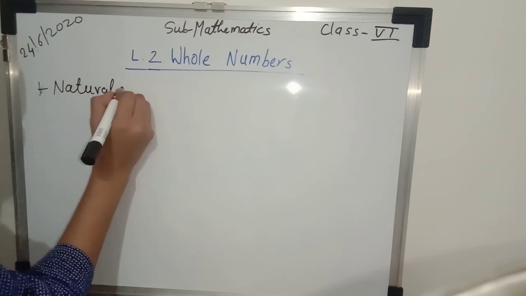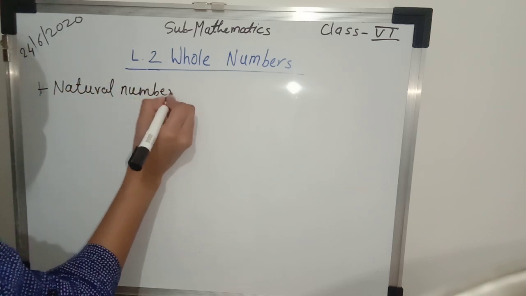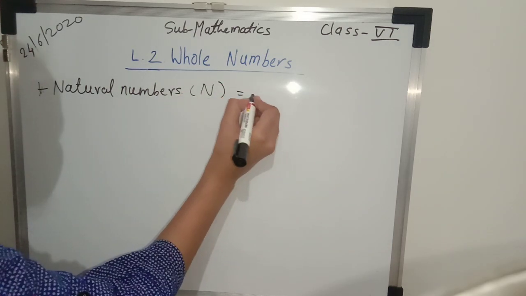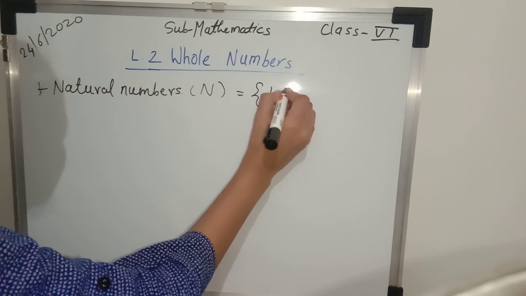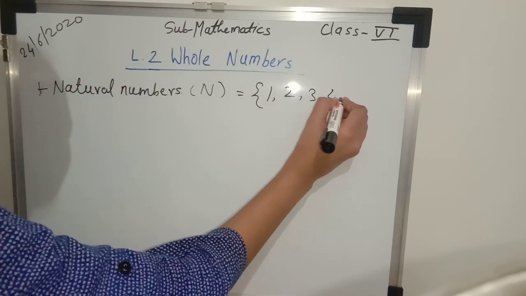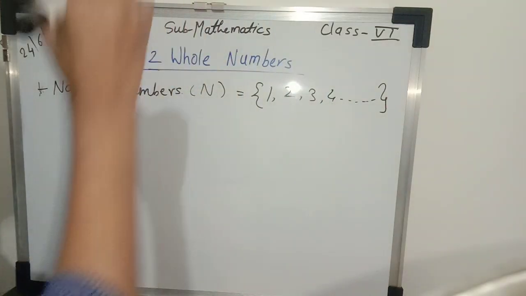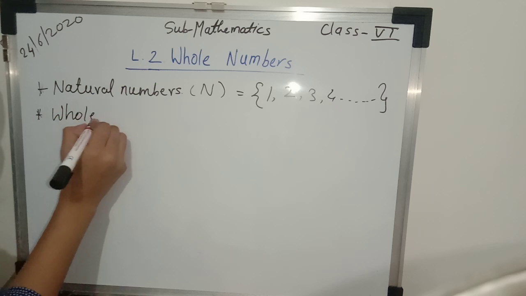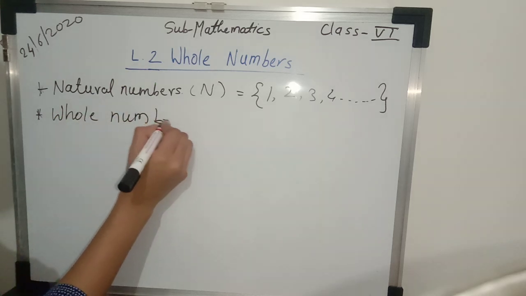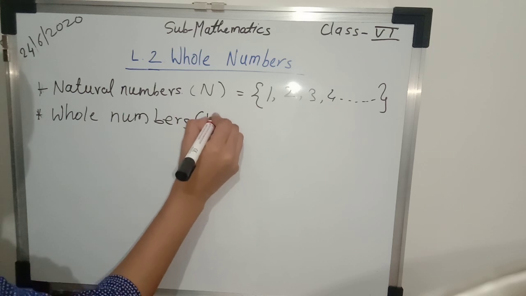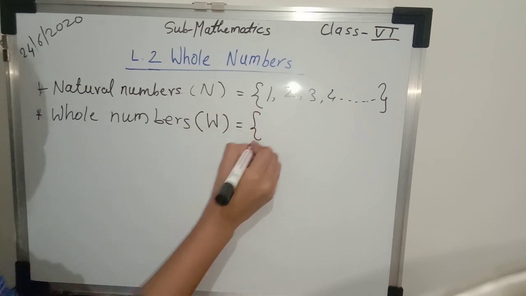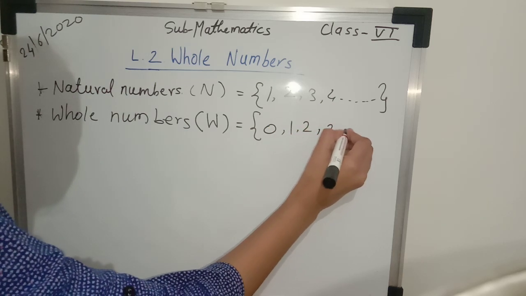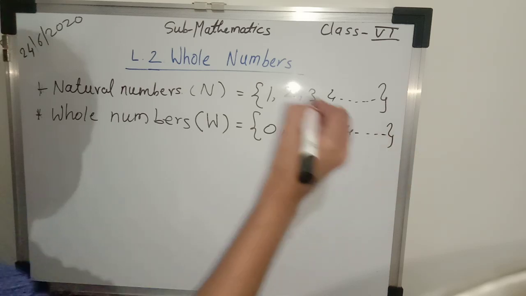Natural numbers are denoted by capital N, and natural numbers start from 1, 2, 3, 4 and so on. Now let's see whole numbers. Whole numbers are denoted by capital W, and whole numbers start from 0, 1, 2, 3, 4 and so on.